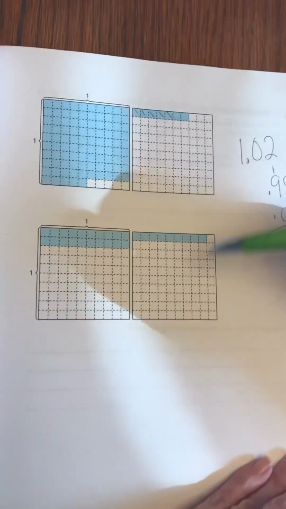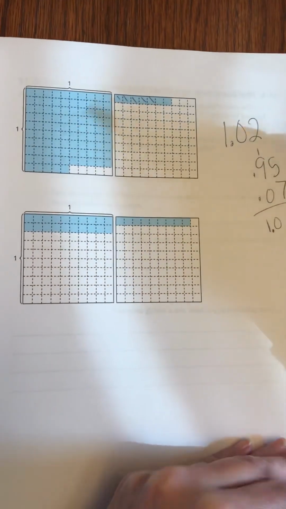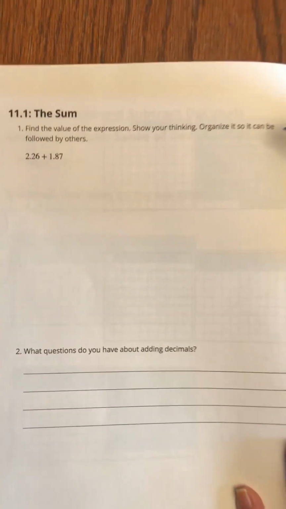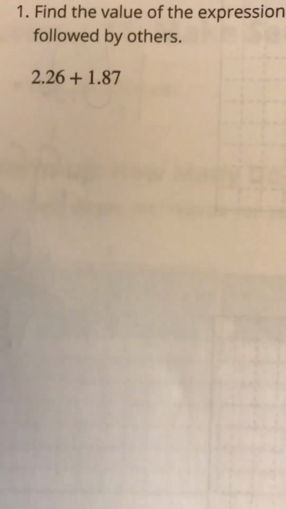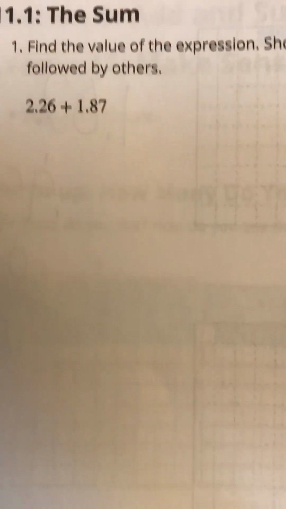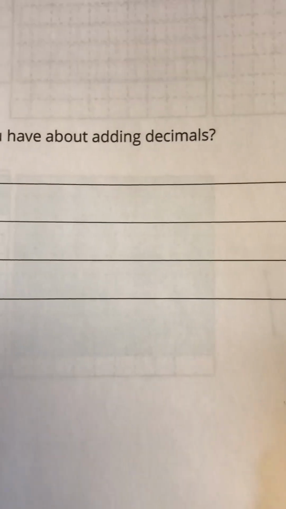All right, so I'm going to let you do the last one on this page, and then on page 62, you're going to find the sum. Remember what we said in the previous video, that you add like place values. So make sure you line up the place values when you're adding this. And then be sure to also answer this question about what questions you still have about adding decimals. All right, let me know if you have any questions after you finish these pages.